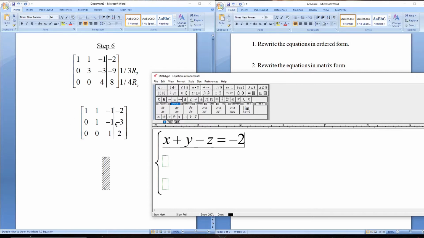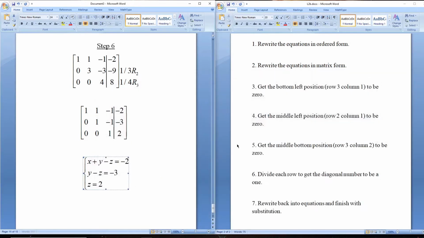So if we look at the second row, it says 0 times x, 1 times y, and then minus 1 times z. And all of this is going to equal minus 3. And then if we look at the third equation, the third row here, we have 0 times x, 0 times y, 1 times z equals 2. So there we go. Just took the matrix and put it back into equation form.